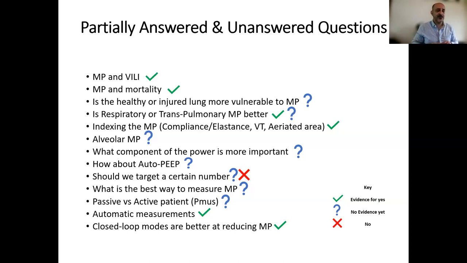And if you think about it, in volume control, when the patient breathes with the Pmus, probably the mechanical power stays the same. In pressure control, because the added muscle pressure will increase the tidal volume, probably the mechanical power will be higher. Automatic measurement, again, I think we really need automatic measurement because otherwise at the bedside, it's so hard to keep track of the mechanical power. Now, our closed loop modes are better at reducing mechanical power. I hope I convinced you that there is a lot of evidence that they do.